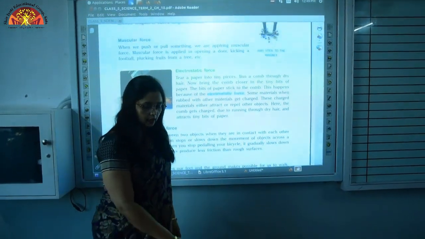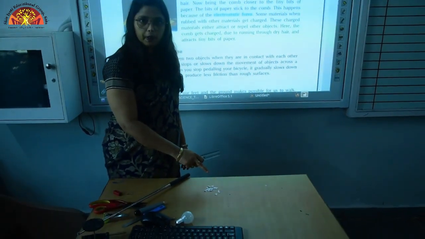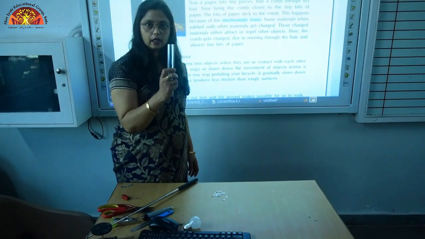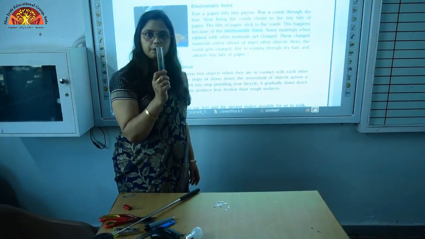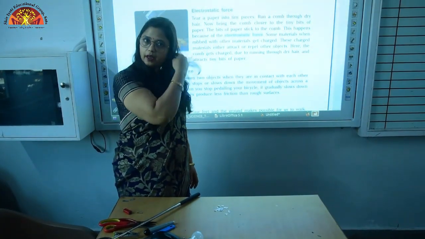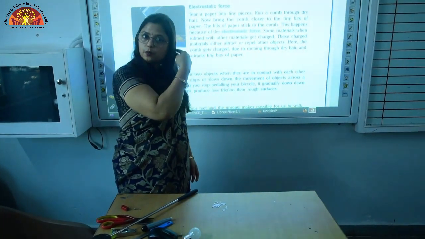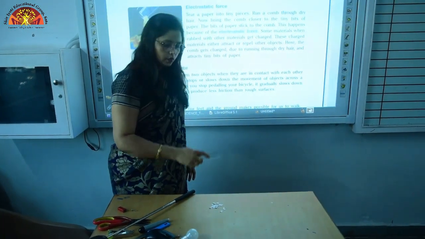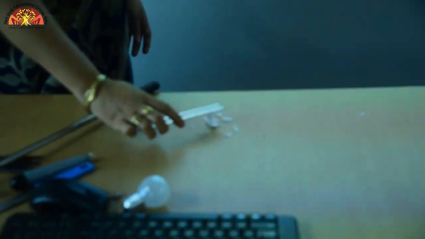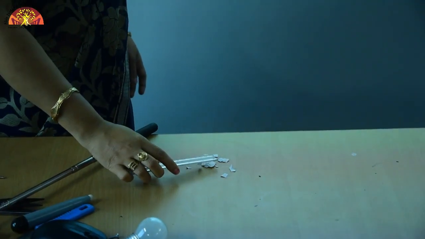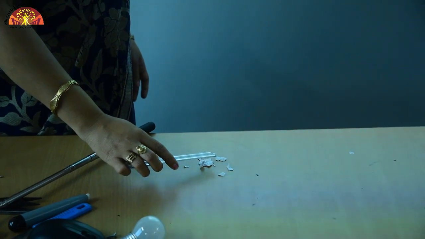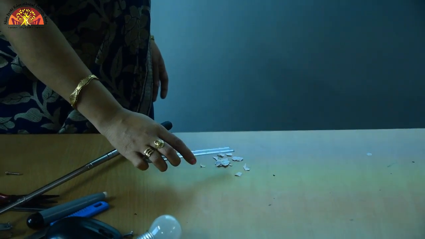So children, see, these are the bits of paper. Now I have this scale which is made of plastic. Now I rub this scale with my dry hair over here and bring this scale near to the bits of paper. Now let's see what happens over here. See children, these bits of paper are attracted by this plastic scale.